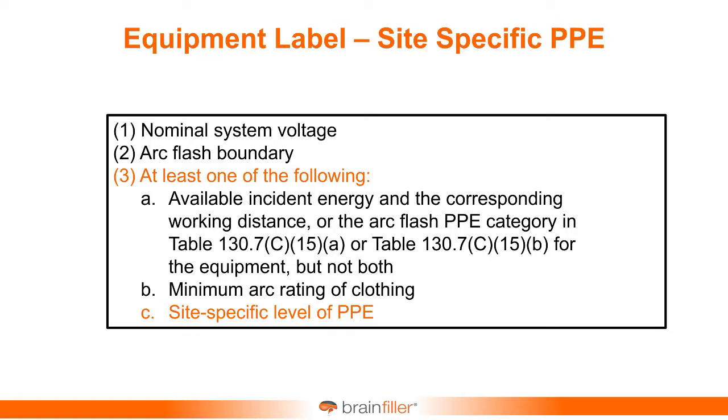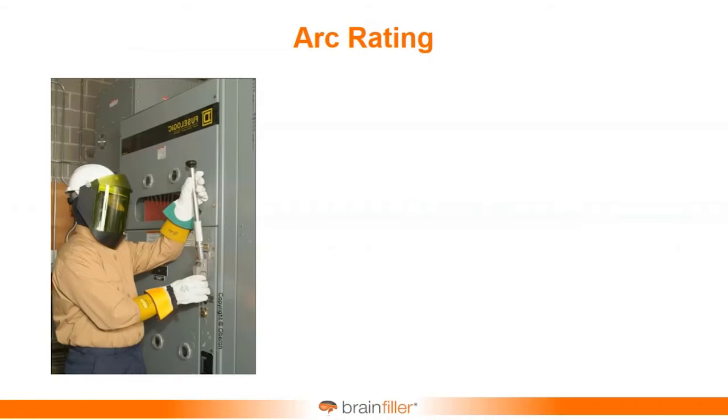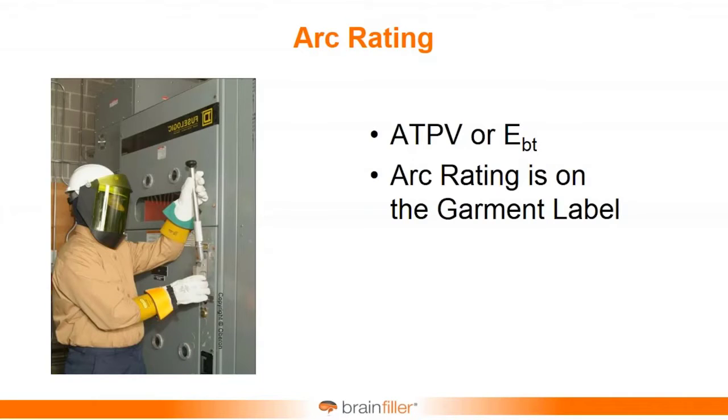So the arc rating of the PPE is going to be the lower of the arc thermal performance value or the break open energy for the PPE from testing. The arc rating is required to be on the garment label. Right now, the predominant method of labeling the arc rating is to use calories per square centimeter. That's what we use in the US. That's what's used, I don't want to say everywhere globally, but so far most places globally.